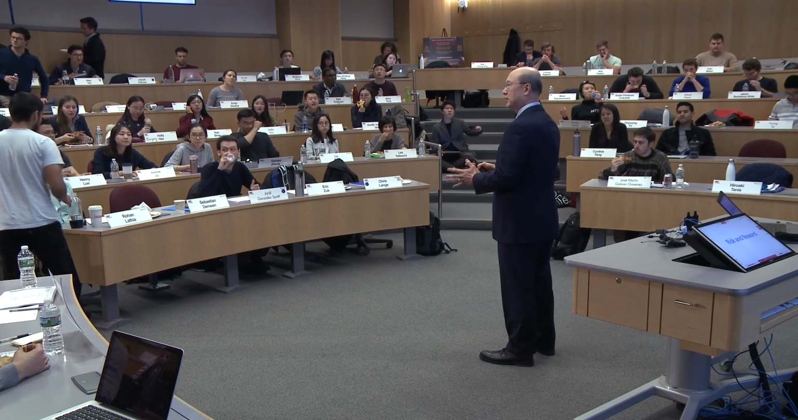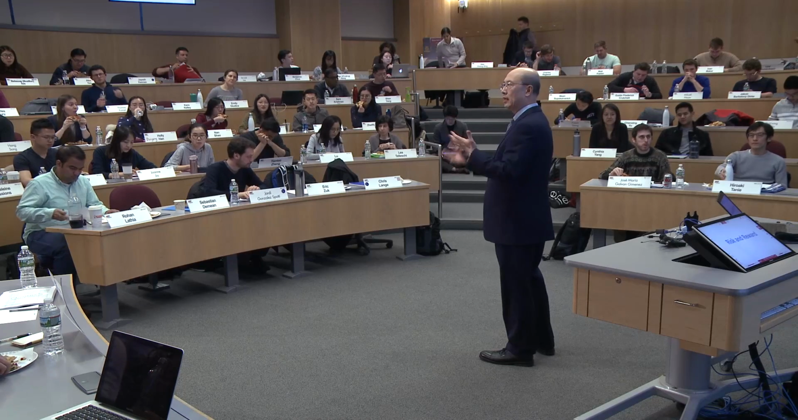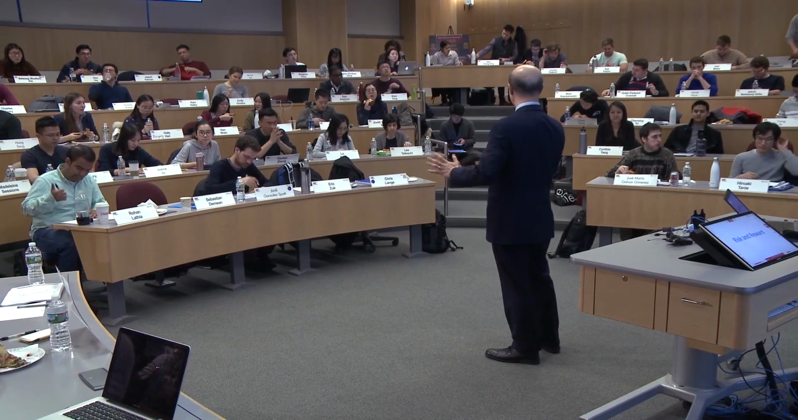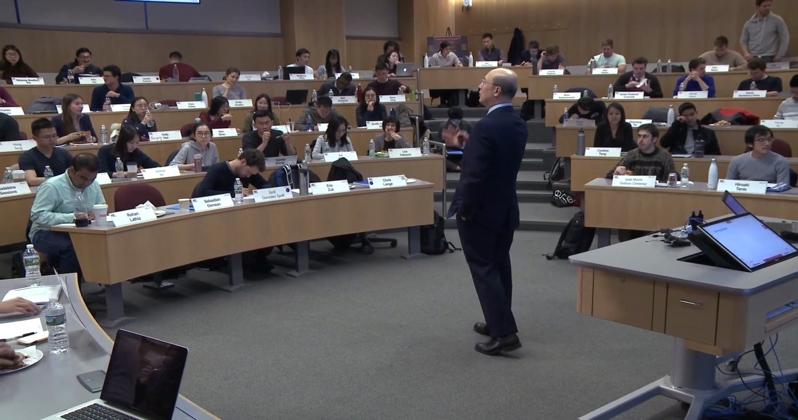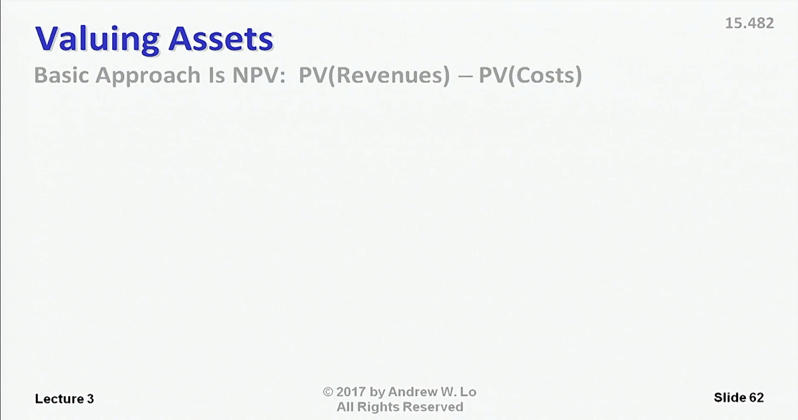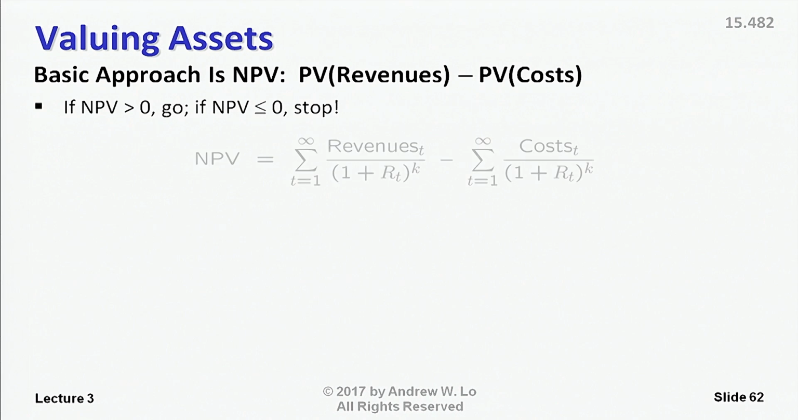I want to now turn to the second part of this class, which is risk versus reward. And I think this is a pretty basic idea, but there are some subtleties that are important, particularly as we start thinking about investing in biopharma assets. So we know that the basic approach to valuing assets is going to be NPV analysis. We're going to focus on the present value of revenues minus the present value of costs. And if that's positive, we're going to take the project. If it's not, we're not going to take the project.